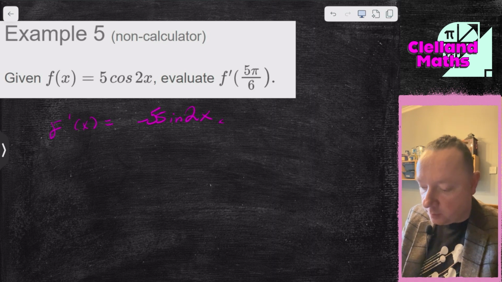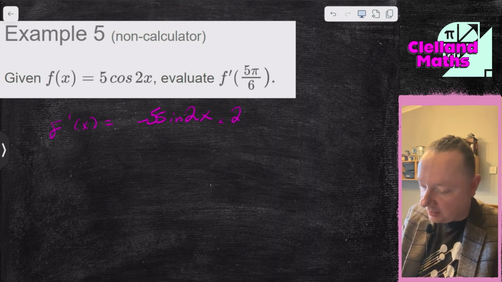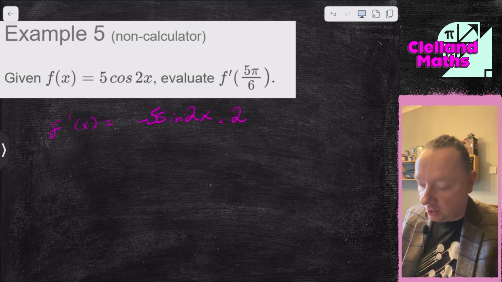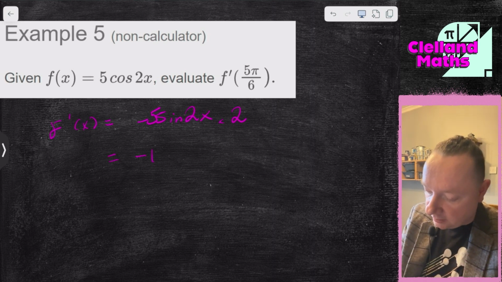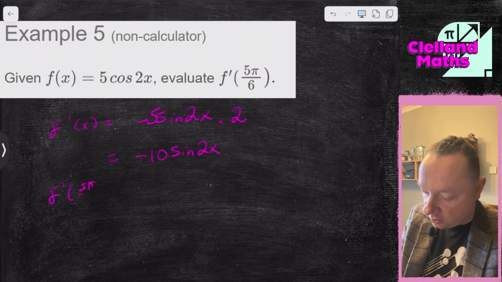But I need to remember to times by, cos 2x, the 2x part differentiated, which is 2. Now the exam paper does tell you to put the 2 in the front, but that's the same as times by that differentiated. So that gives me minus 10 sine 2x. I now need to sub in 5 pi over 6. So f dash 5 pi over 6. This looks like it will be an exact value trig part.